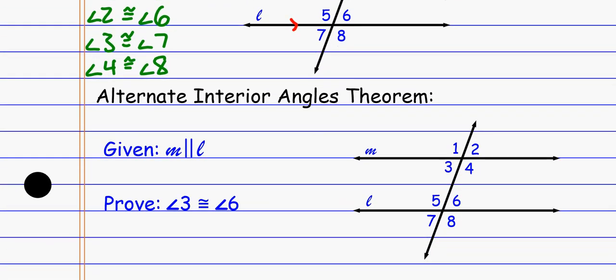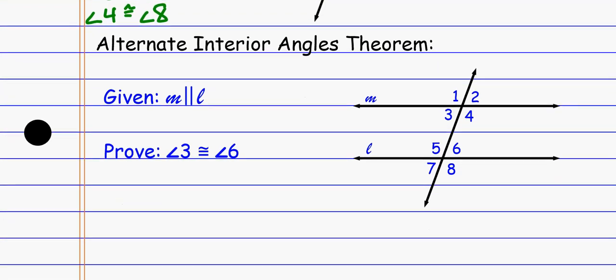If I look at something like this, it says alternate interior angles theorem. I want to prove that the alternate interior angles are congruent. So I'm given that I have parallel lines. It says that, given M is parallel to L. And I want to prove that angle 3 and angle 6 are congruent. And when you look at angle 3 and angle 6, that's an example of alternate interior angles. So I'm trying to prove that alternate interior angles are congruent. So here I go, statements and reasons.